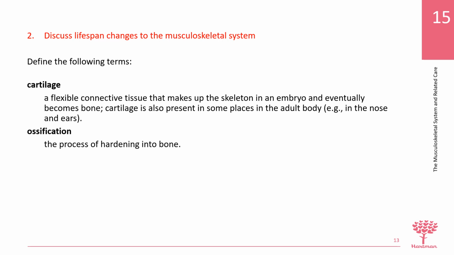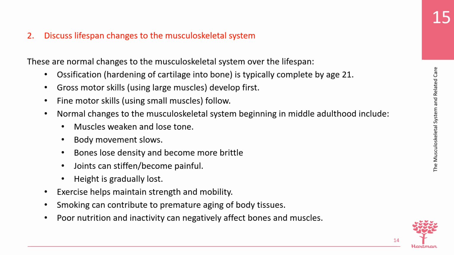All right, and so now we're going to discuss lifespan changes to the musculoskeletal system. Cartilage is a flexible connective tissue that makes up the skeleton in an embryo and eventually becomes bone. Ossification is the process of hardening into bone. These are the normal changes to the musculoskeletal system over the lifespan. Ossification, which is hardening of cartilage into bone, is typically complete by age 21. Gross motor skills, which is the use of your larger muscles, develop first, and then your fine motor skills, which is the use of your small muscles, will follow that.